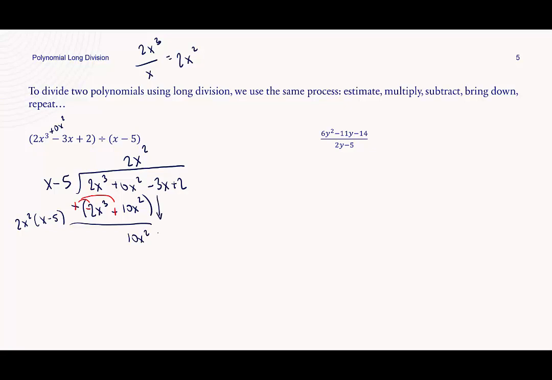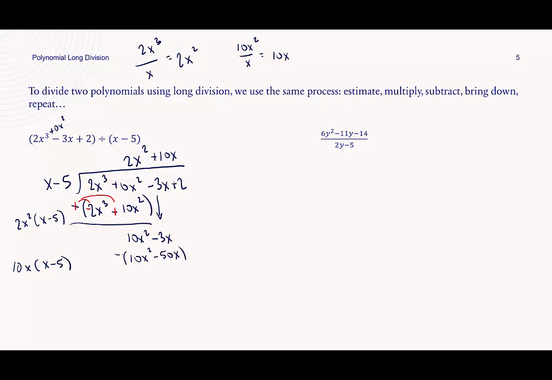Bring down that next term, minus 3x. I need the first term of the divisor, x, to be exactly 10x squared. So I could go up here if I need to and divide. If you can do this in your head, you don't have to show this step up here. We need to add a 10x. So 10x is the next piece of my quotient. I need to multiply it by x minus 5. That's going to give me 10x squared minus 50x.